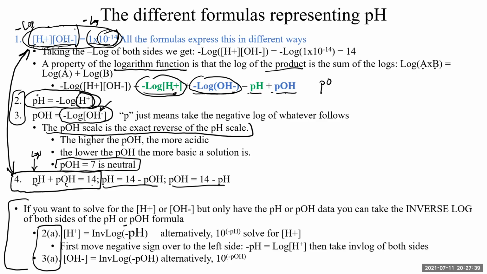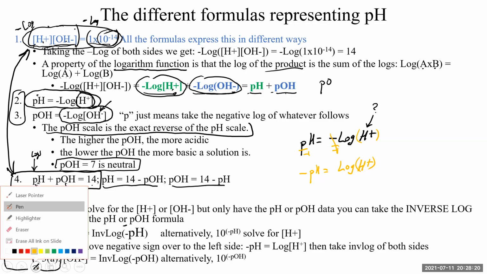How did we get them? Well, I'll do one example for pH equals the negative log of H plus, right? What if instead of solving for pH, I want to solve for H plus? Let me divide both sides by negative 1 to get that negative out of there. So I get negative pH equals log of H plus. Let me put parentheses around this.